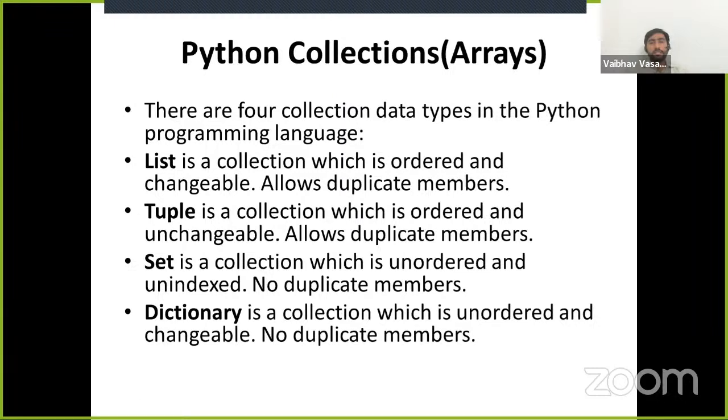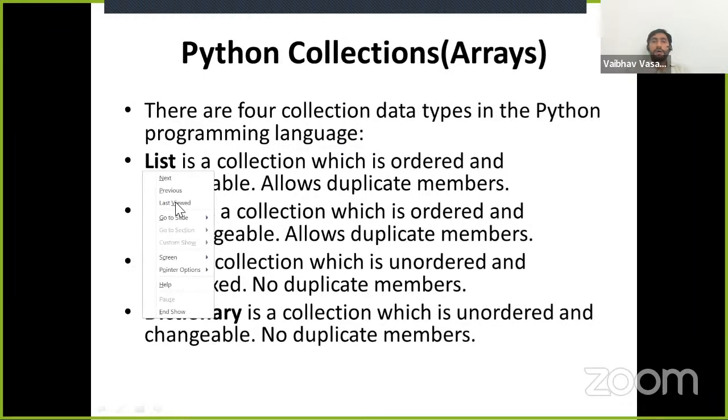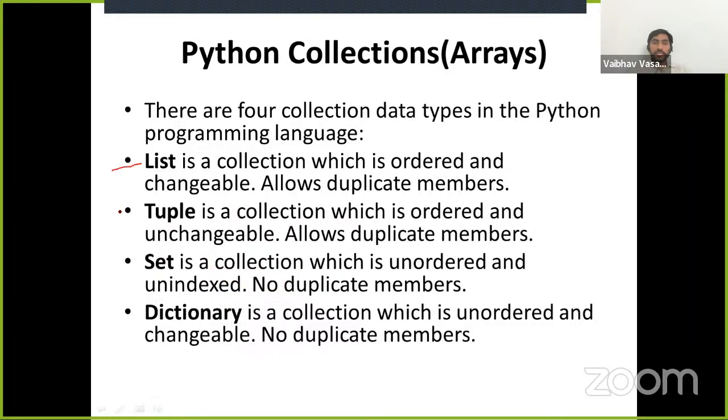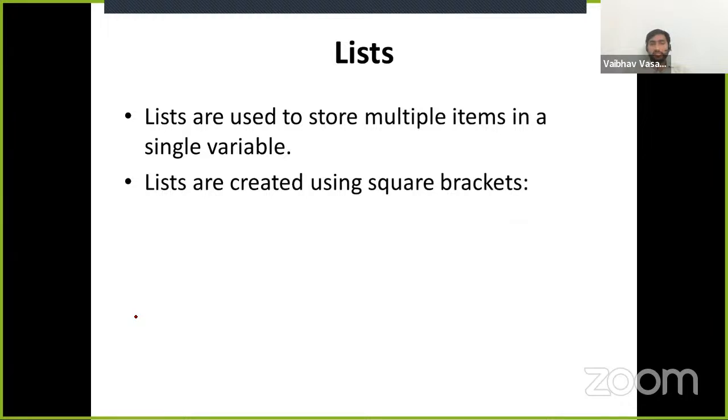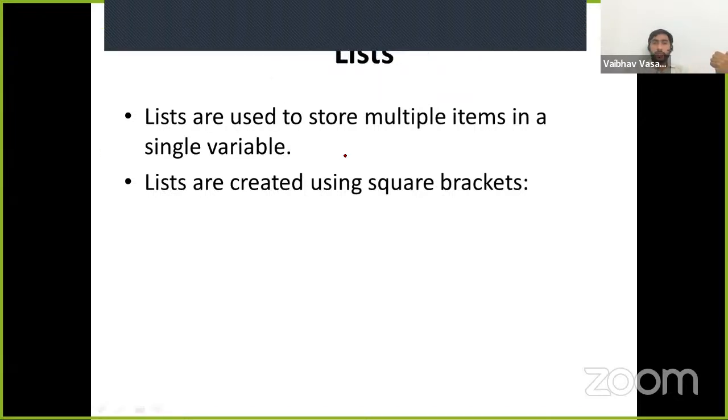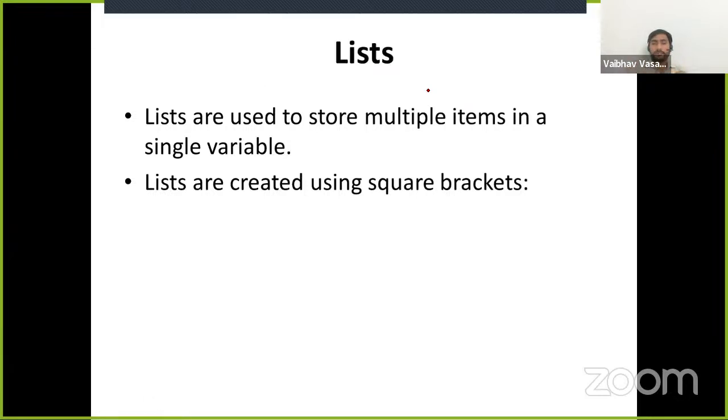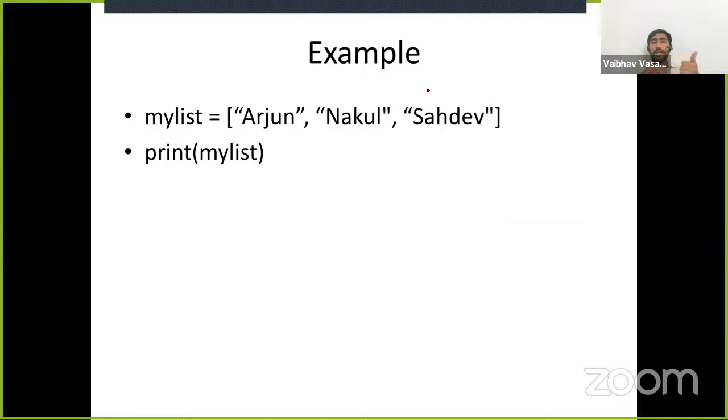Python has these four types of data structures: list, tuple, set, and dictionary. Let's understand one by one. Lists. Lists are used to store multiple items in a single variable, which we have seen an example of, which helps us store multiple data. Lists are created using square brackets. Understand, it's very essential. Whenever you are using it, we use the square brackets to store the list. For example, in my list, I'm storing Arjun, Nakul, Sahadev.